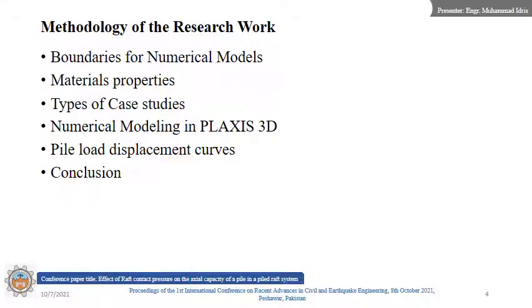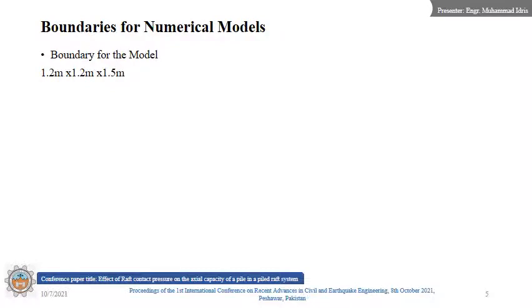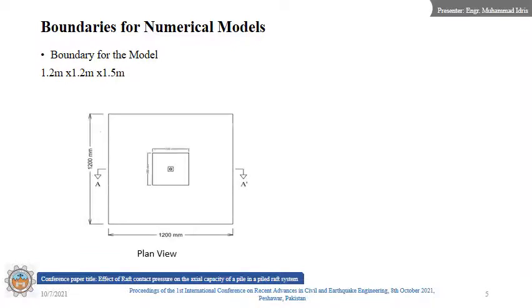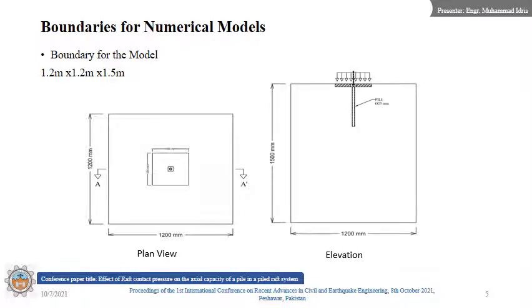Methodology of the research work. The methodology includes boundaries for numerical models, material properties, types of case studies, numerical modeling in PLAXIS 3D, and pile load displacement curves, and then conclusion. Boundaries for numerical models. The boundary for the numerical model was selected as a 1.2 meter by 1.2 meter by 1.5 meter box, as you can see in the plan view and elevation.